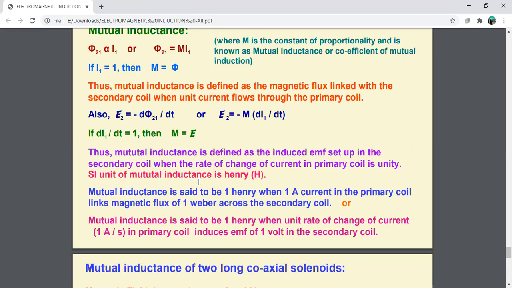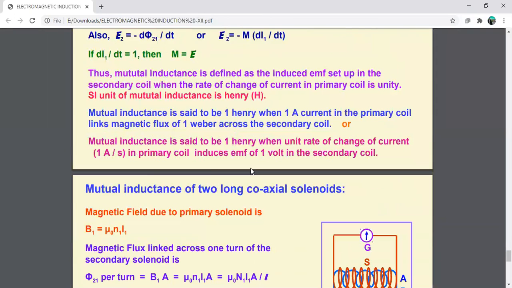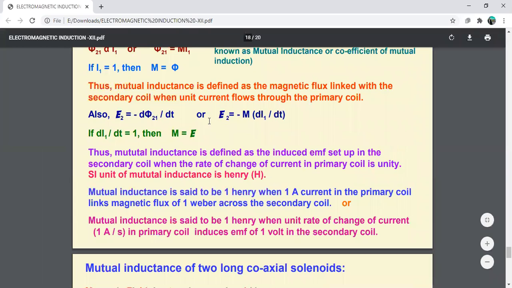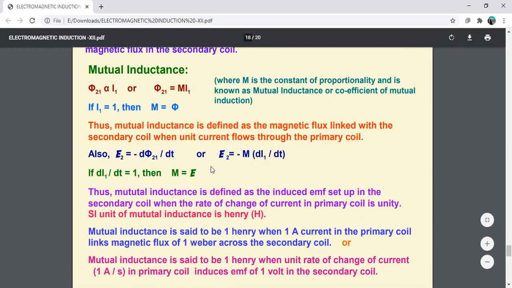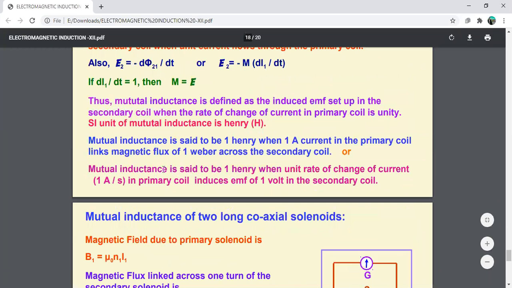The SI unit of mutual inductance is also henry. In second context, we can also define mutual inductance: it is said to be 1 henry when 1 ampere of current in the primary coil links a flux of 1 weber across the secondary coil. This is according to the first expression. And now according to this expression here, this is another definition.